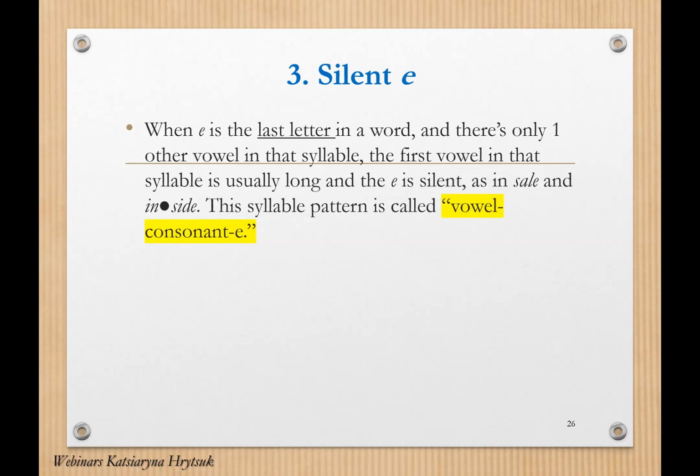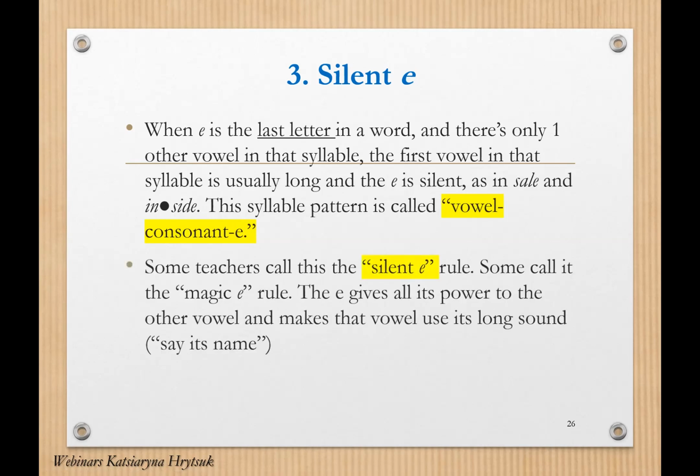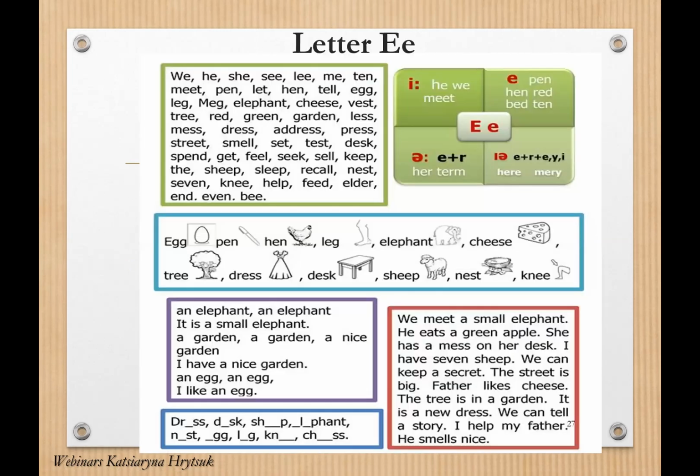I will ask you in our private class all the definitions. What does it mean, vowel consonant E? You just need to explain and give me one example. It's fine. So this silent E rule, sometimes teachers call it the magic E rule, I told you. This E gives all its power to the other vowel and makes that vowel use its long sound. Now our letter E, long sound: he, we, me. Closed syllable: pen, red, bed, ten.